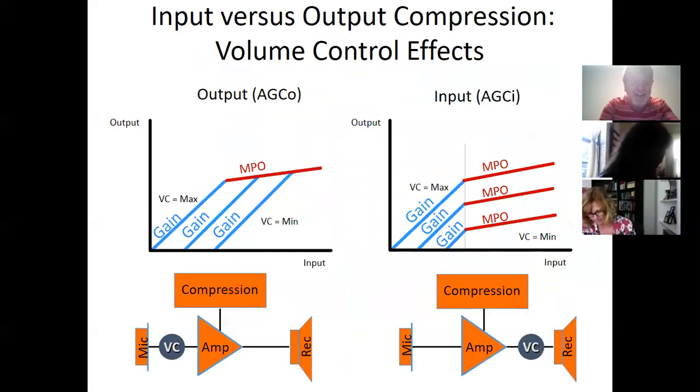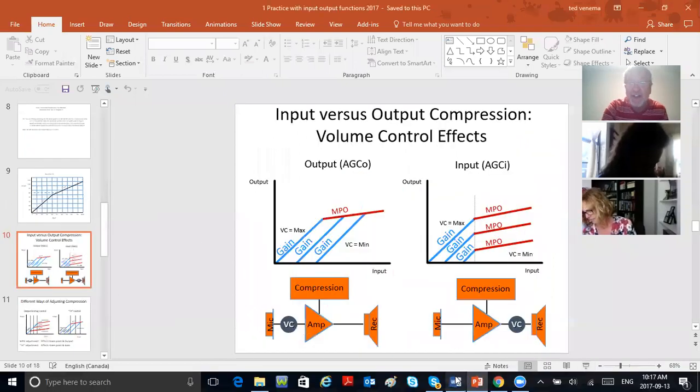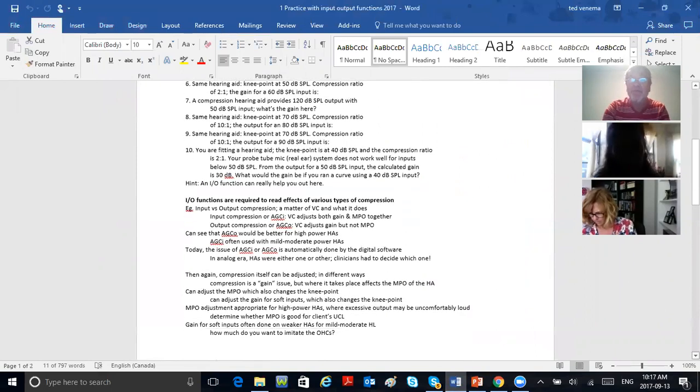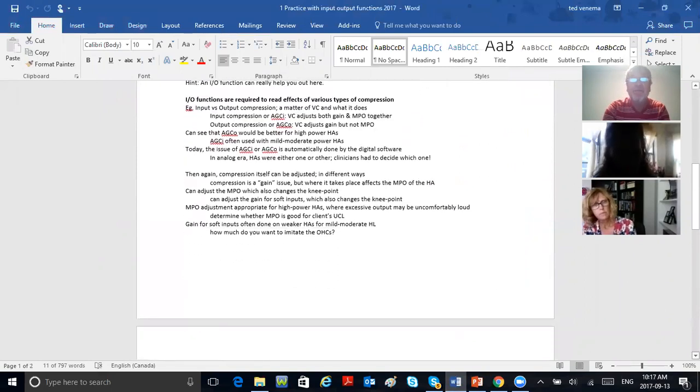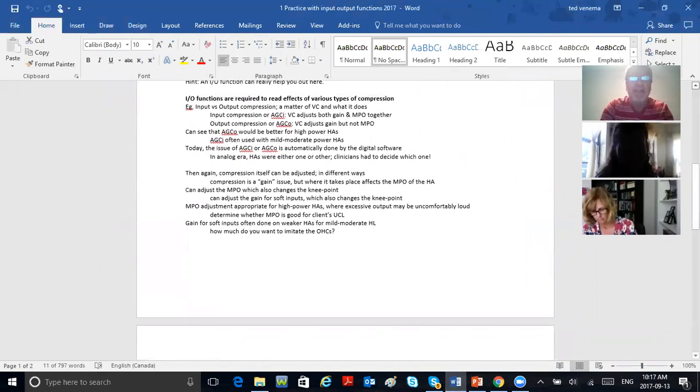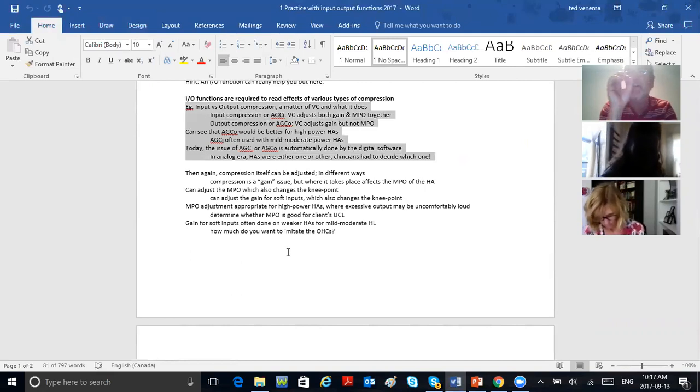All right, now let's get out of PowerPoint for a second here and look at our notes. All right, so we've now done this. Input-output functions are required for various types of compression. Again, I want to underline here. See where I'm graying this out? This is no longer an issue. So put a star on your notes by this and say, freak not out.